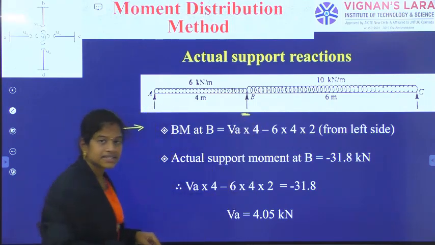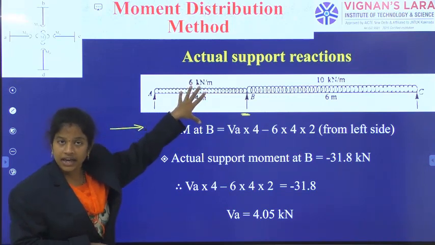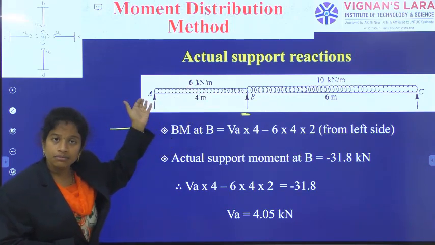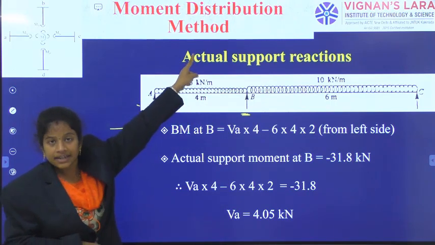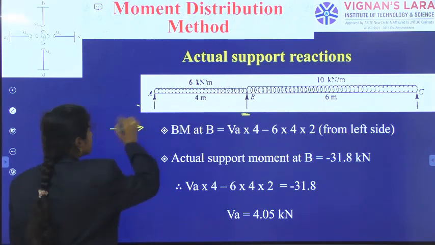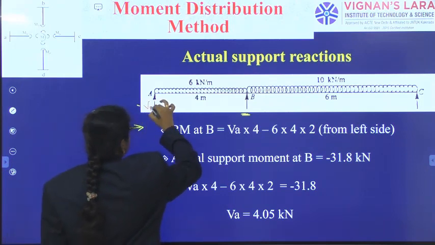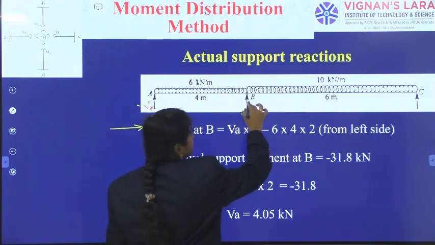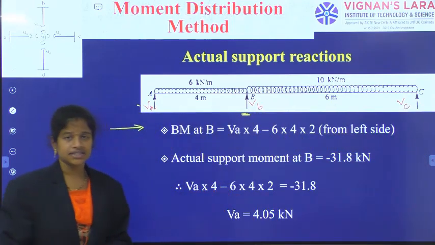Bending moment at B is equal to only whatever the actual structure is there, that I have written, because in the problem they have given it like this. Whatever the actual structure is, that actual structure only I am drawing. So here on the left side you are observing VA, and here it is VB, and here it is VC. So these three answers were there.